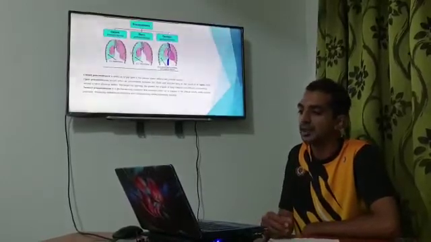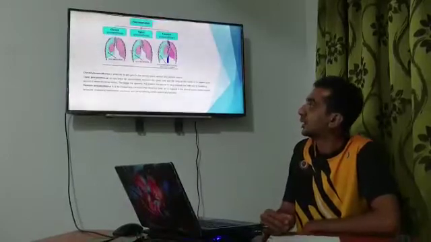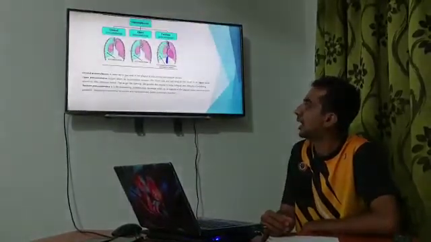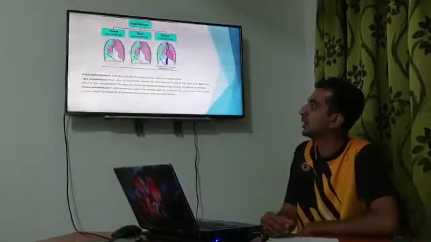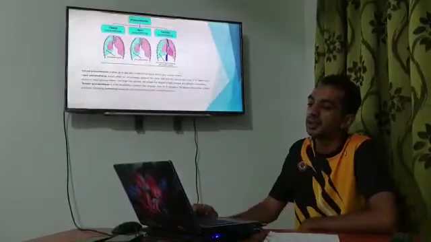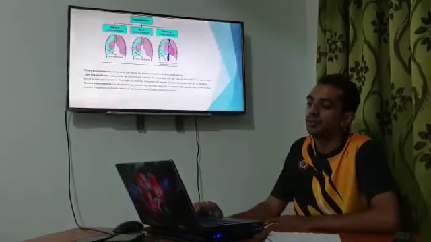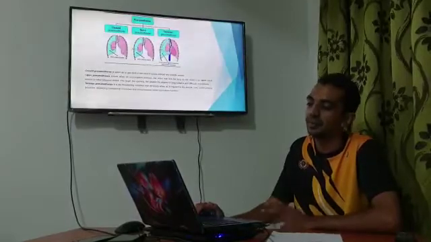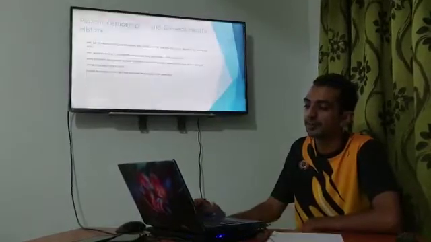Tension pneumothorax is a life-threatening condition that develops when air is trapped in the pleural cavity under positive pressure, displacing the mediastinal structures and compromising cardiopulmonary function. This is how closed, open, and tension pneumothorax differ. Today my topic is tension pneumothorax, and I will focus on tension pneumothorax.